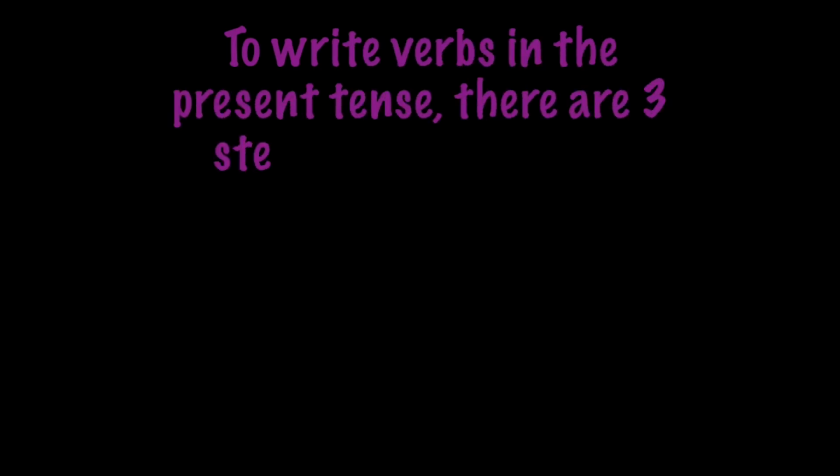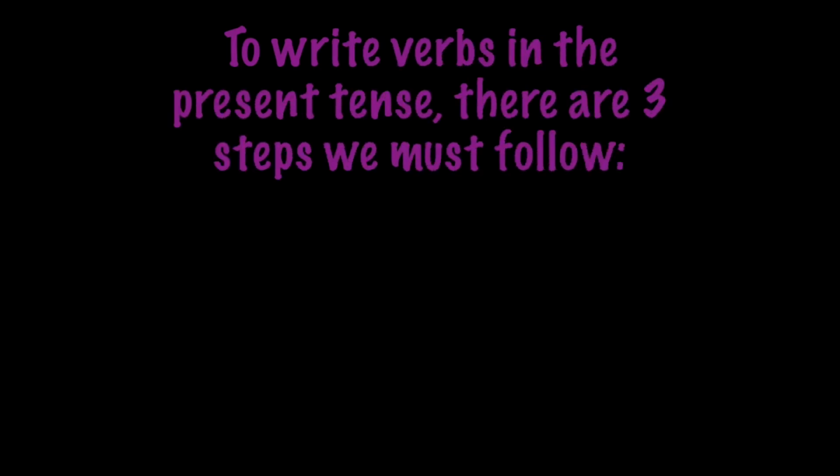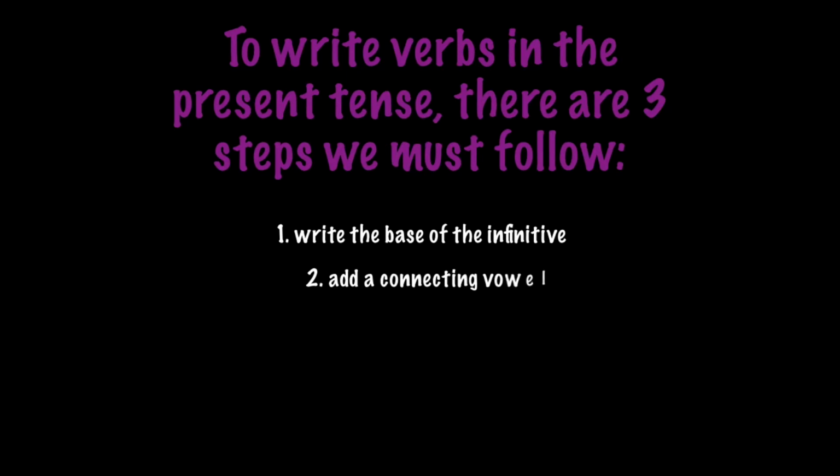To write verbs in the present tense, there are 3 steps we must follow. Step 1 is to write the base of the infinitive. Step 2 is to add a connecting vowel. And step 3 is to add the required endings. You will notice that these 3 steps appear in a box on the bottom left side of your blue chart.